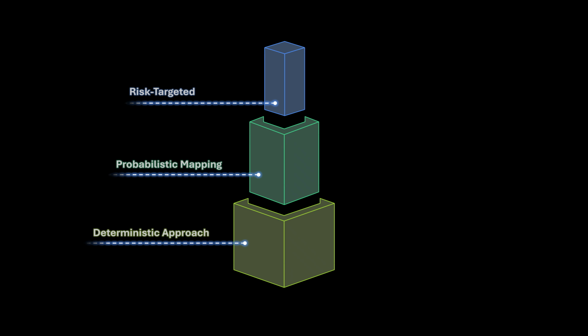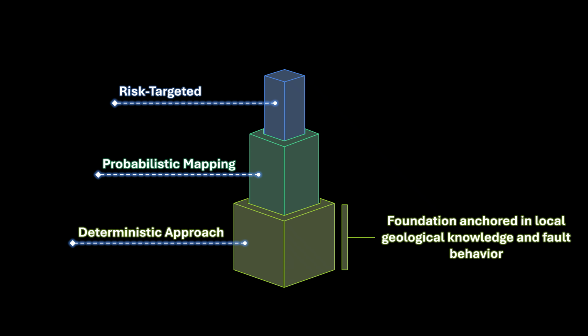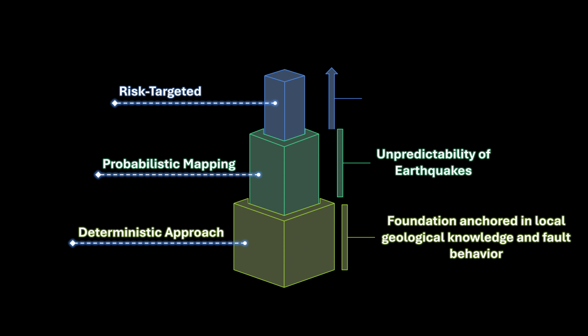It's important to recognize that these three eras are not mutually exclusive. They represent a progression in how we understand and manage seismic risk. The deterministic design approach laid the foundation, anchored in local geologic knowledge and fault behavior. Probabilistic methods brought in statistical rigor and national consistency, acknowledging that earthquakes are inherently unpredictable. Finally, risk-based design expanded the focus beyond the ground motion to include how buildings behave and how we define acceptable safety in society. Today's seismic design philosophy is layered and integrated.